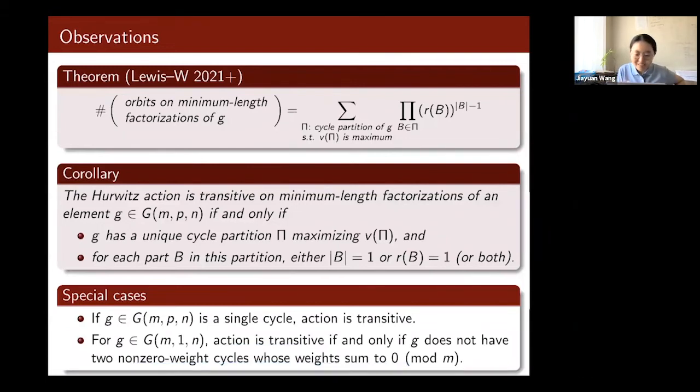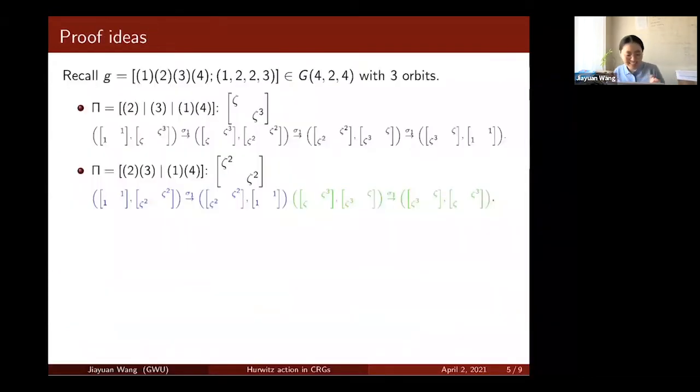And now let's get into proof ideas. Going back to our running example, this diagonal element in G424 with 3 orbits, we know that there is 1 orbit corresponding to the first cycle partition, and 2 orbits corresponding to the second cycle partition. So let's see what they are. In this one, we can focus on each part individually, and these two are singletons. So really there's no surprise there. And we can just focus on the third part.